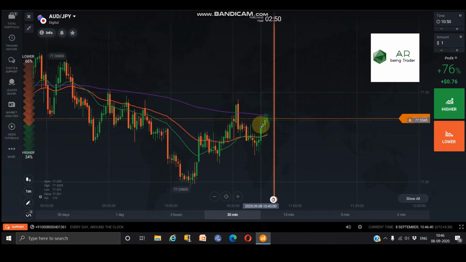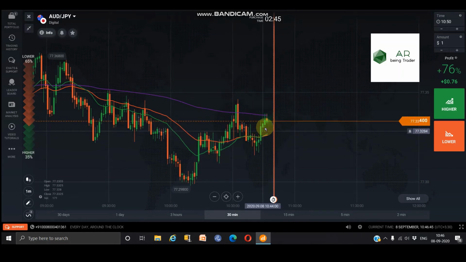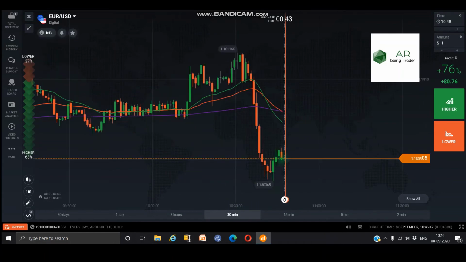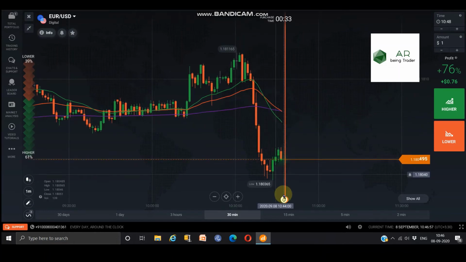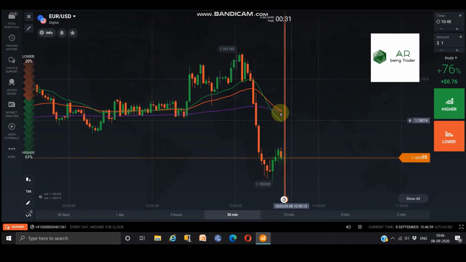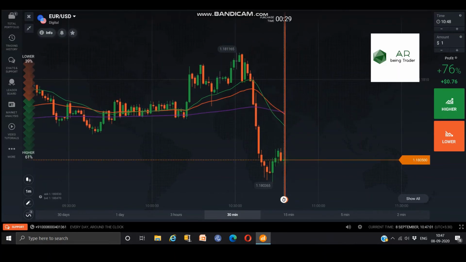Okay, if the market has successfully crossed like this, please don't place your trades. Avoid placing your trades. And one more thing, if the market is far from these levels, don't place your trades. At any time the market may go up to these lines.